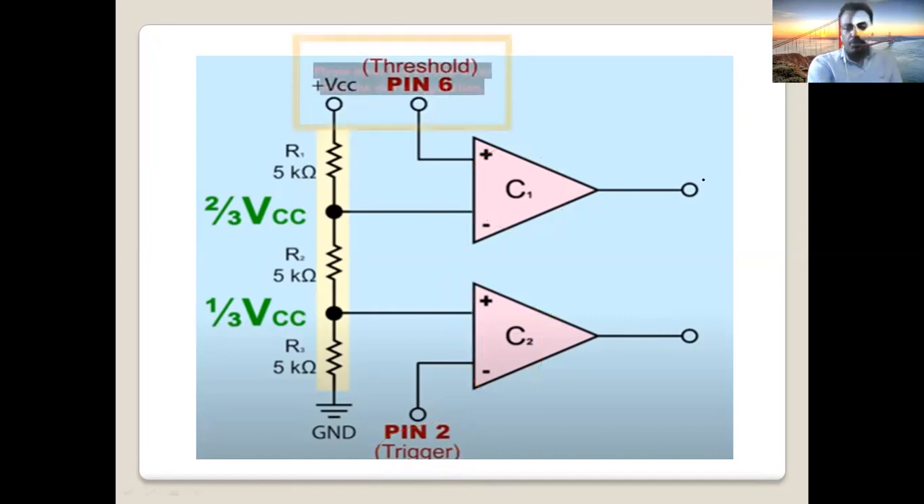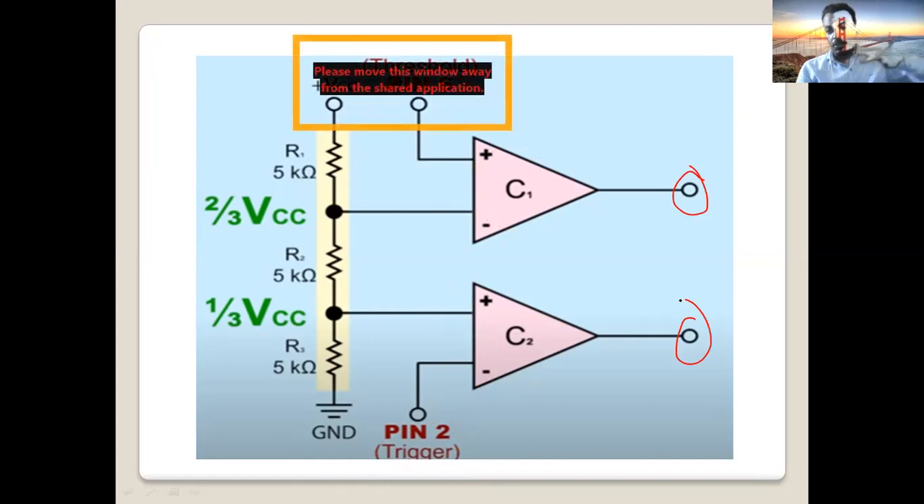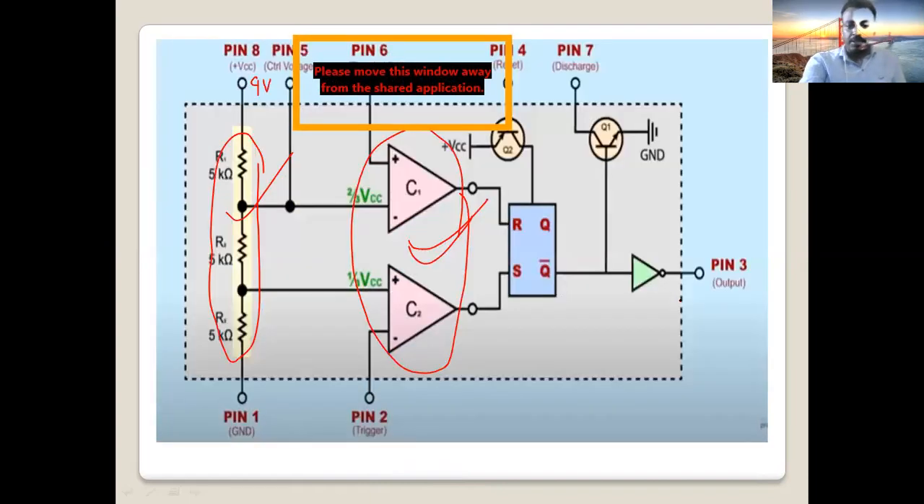These two outputs of the comparator. How many comparators? We have two comparators. These two outputs go to the third part. What is the third part in our system? What we call it is SR flip-flop. Okay, SR flip-flop.